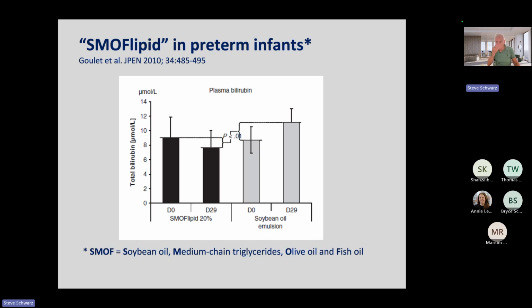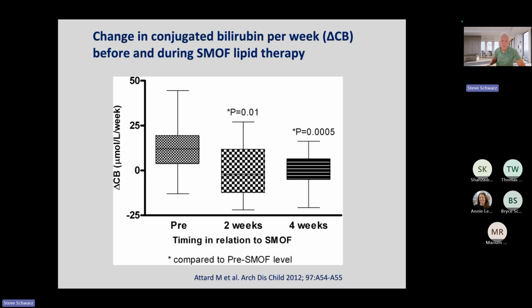Again, I showed you this before, looking at plasma bilirubin. It goes down on SMOF lipid. It goes up on soybean oil emulsion. And we show similar data for fish oil, of course. And this is a change in conjugated bilirubin per week during SMOF lipid therapy. This is pre, this is 2 weeks, and this is 4 weeks. And we see, compared to the pre-TPN time, giving SMOF lipid, we see the reduction in bilirubin.